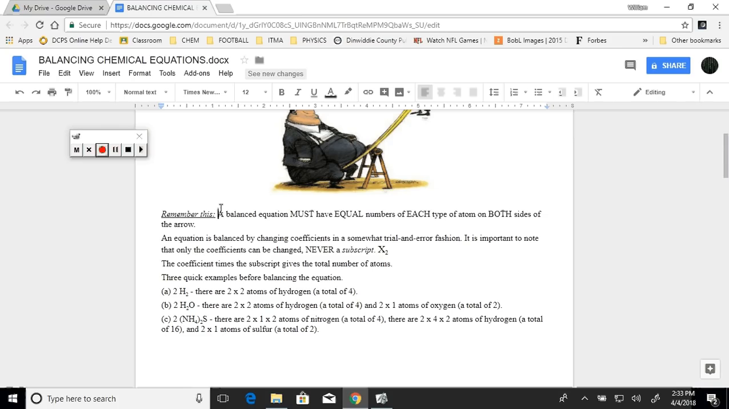Remember this. A balanced chemical equation must have equal numbers of each type of atom on both sides of the arrow. An equation is balanced by changing coefficients in a somewhat trial and error fashion. It is important to note that only the coefficients can be changed, never a subscript. So what is the difference between a coefficient and a subscript?